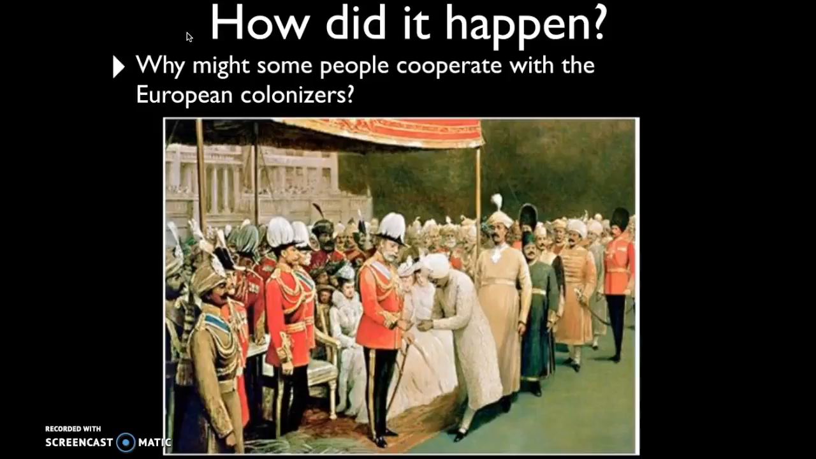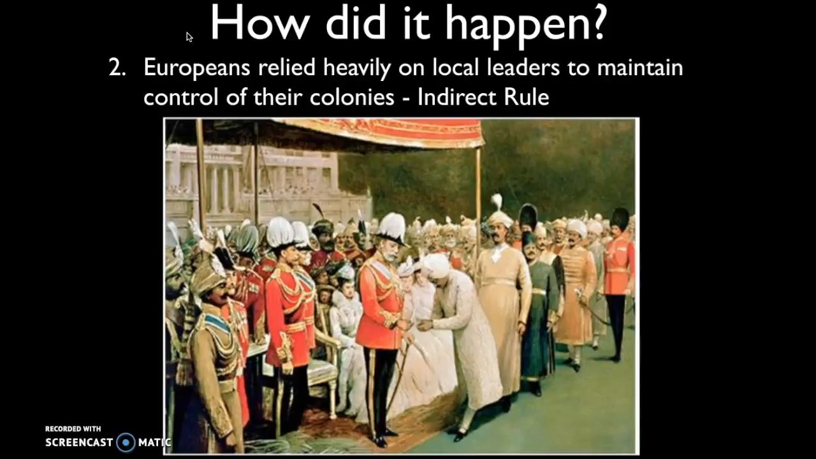So if Europeans weren't settling in these colonial territories in very large numbers, how were they able to maintain control over the people of these regions? And one of the ways that they were able to do it was that they were able to get the cooperation of some of the people within these regions. And in most cases, it was the people who had some sort of power or privilege to begin with. Europeans relied heavily on local leaders to maintain control over their colonies in a process known as indirect rule.